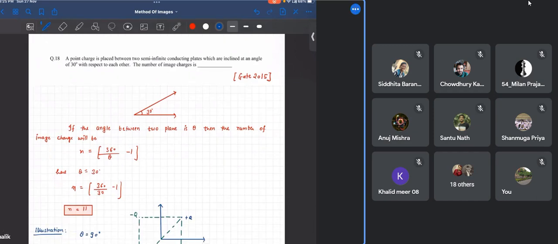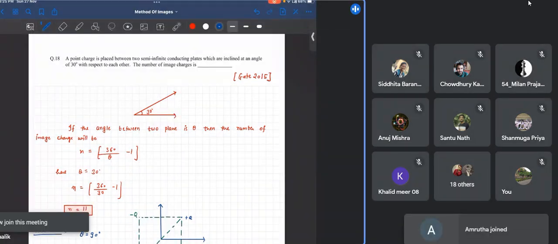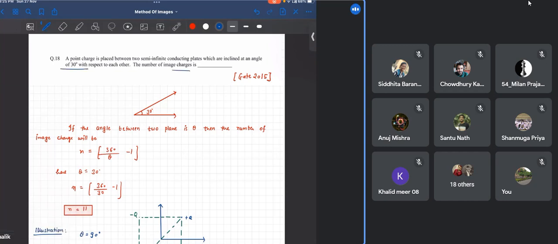Similarly, there is this question from the GATE 2015 exam. A point charge is placed between two semi-infinite conducting plates which are inclined at an angle of 30 degrees with respect to each other. How many images are going to form for this charge? So there is a charge Q placed here.